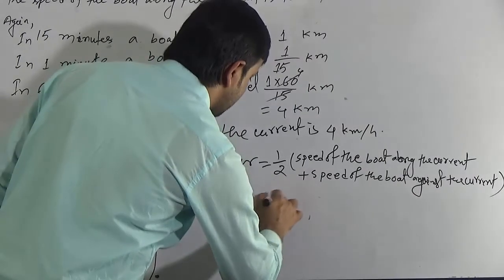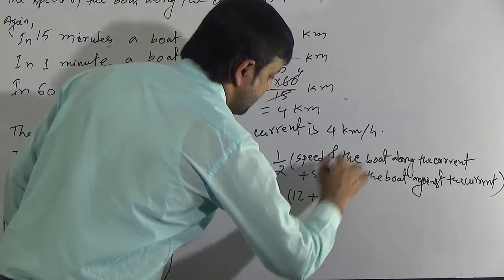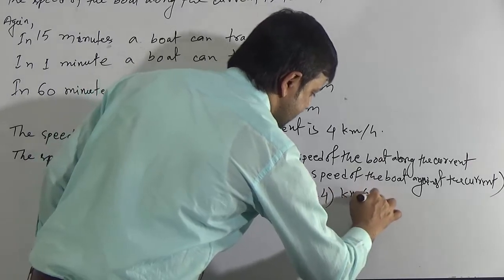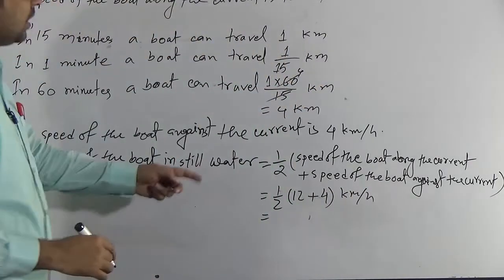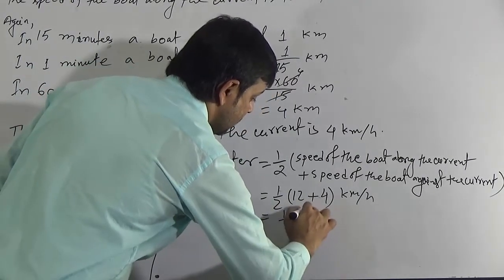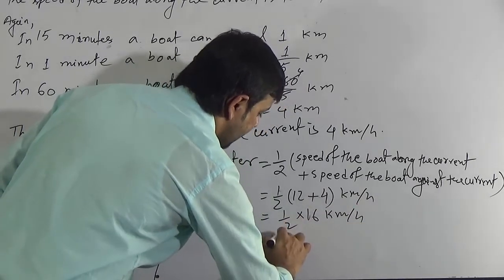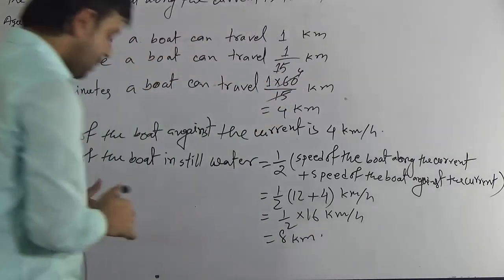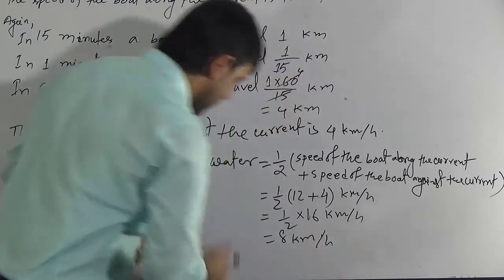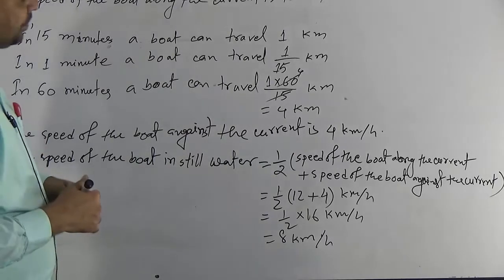So we can put the value here. Speed of the boat along the current is 12 kilometer and speed of the boat against the current is 4 kilometer per hour. The unit will be kilometer per hour. So if we calculate here, what will we get? Half into 16 kilometer per hour. So we can write this is 8 kilometer per hour. So the speed of the boat in still water is 8 kilometer per hour. And we can determine the speed of the current.